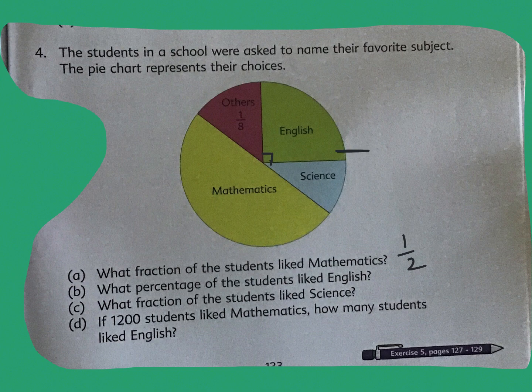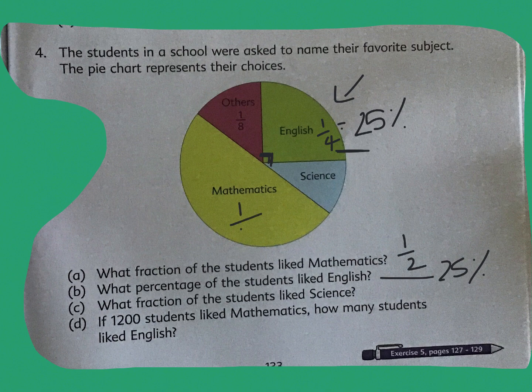Now, in this case, I know I've said before, don't trust my drawings. But a drawing that is from a textbook, you can trust that. That is exactly a half. What percentage of students liked English? Well, we know that that's 1/4 because it has that right angle. So what percentage? 1/4 equals 25%. That one just should be a memorization. Think of quarters again.